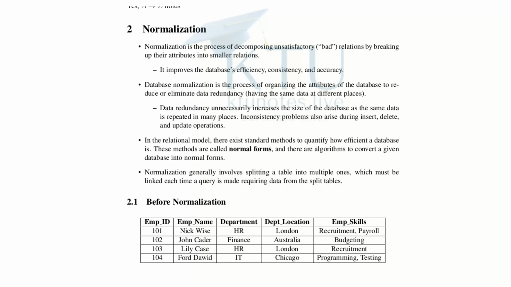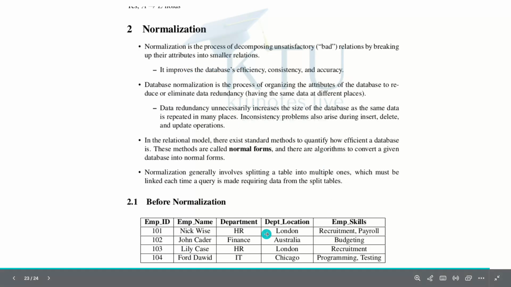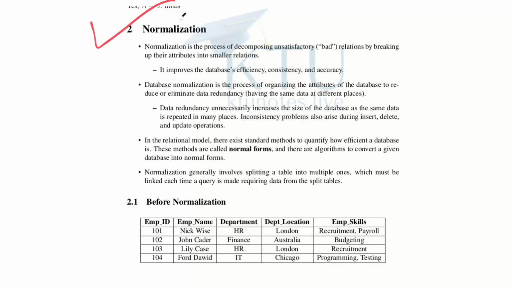I know you have a very bad, unsatisfactory relation. So we will break up its attributes into smaller relations. And when we do that, our database becomes much more efficient, consistent and accurate. Right. So that is why we are using normalization. Now, why do we need normalization? We have to discuss it in detail.